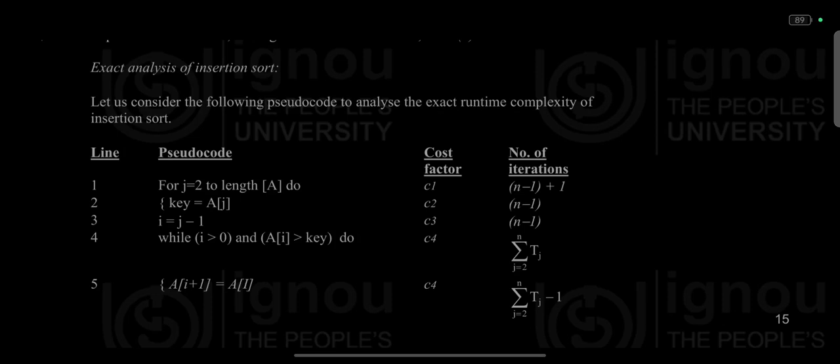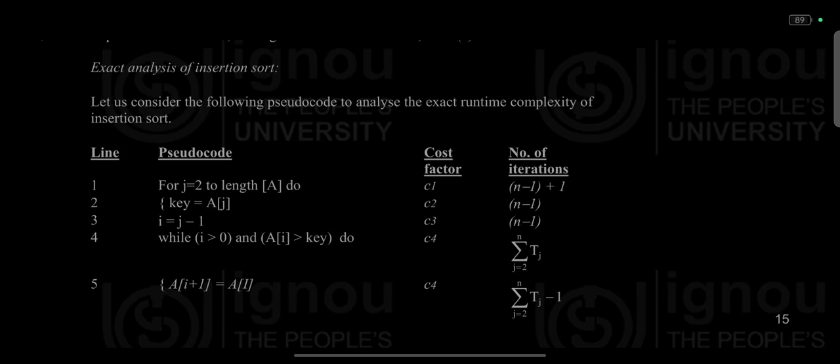Exact analysis of insertion sort. Let us consider the following pseudocode to analyze the exact runtime complexity of insertion sort. Line 1: for j = 2 to length[A], do, cost factor c1, number of iterations n minus 1 plus 1. Line 2: key = A[j], c2, n minus 1. Line 3: i = j minus 1, c3, n minus 1. Line 4: while i greater than 0 and A[i] greater than key, c4.